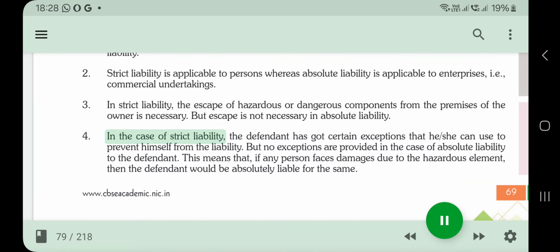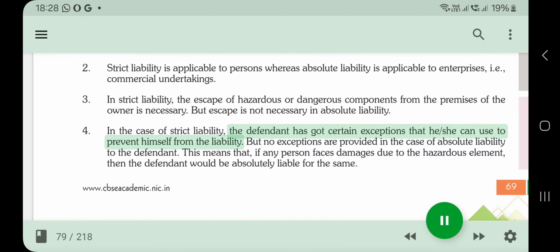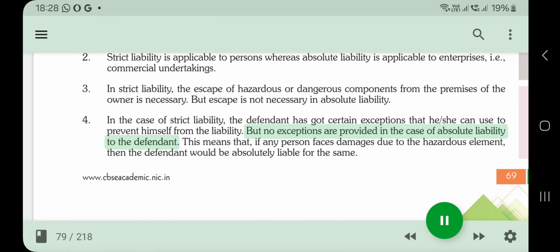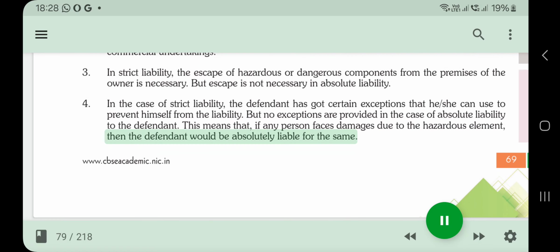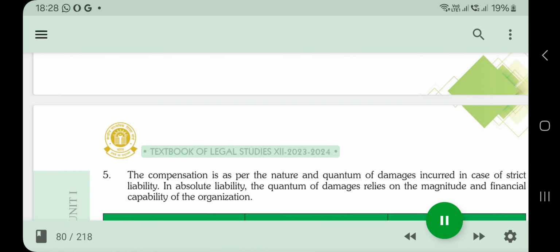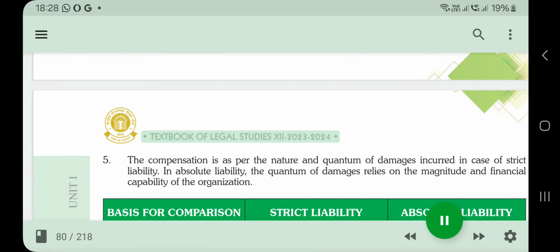4. In the case of strict liability, the defendant has certain exceptions that she can use to prevent herself from the liability. But no exceptions are provided in the case of absolute liability to the defendant. This means that, if any person faces damages due to the hazardous element, then the defendant would be absolutely liable for the same.